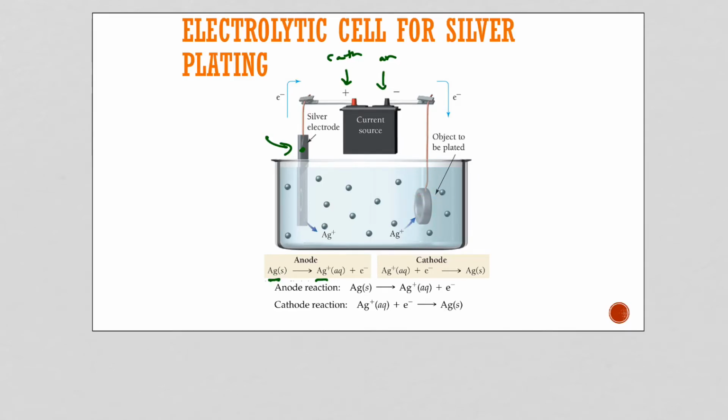And so we're forcing the oxidation of the silver, and then the reduction of the silver ions, which would not occur normally. If we mix silver with silver ions, there's no potential there. We have the same reaction going back and forth. The only way we can get this reaction to occur is to supply a current.